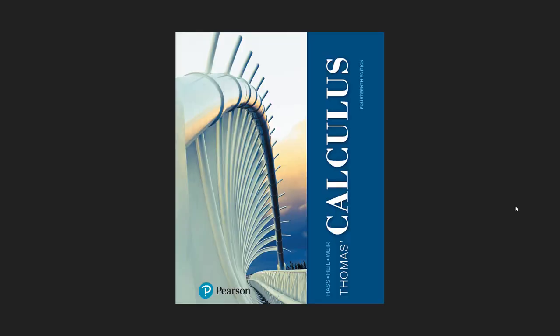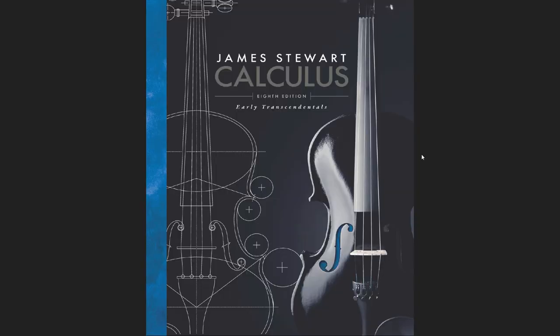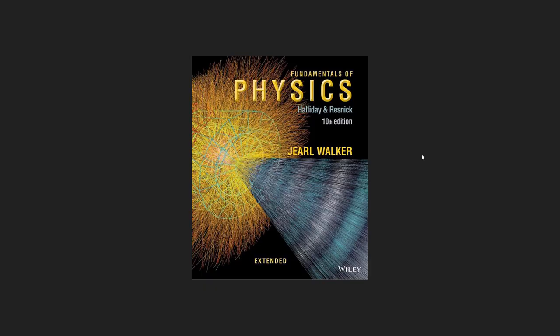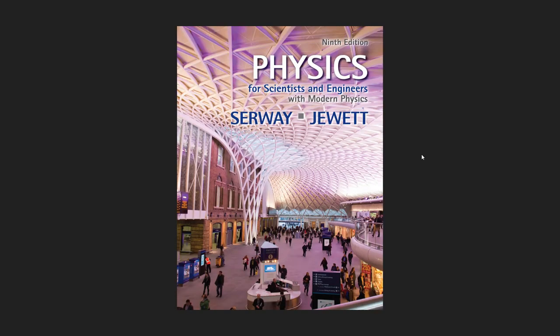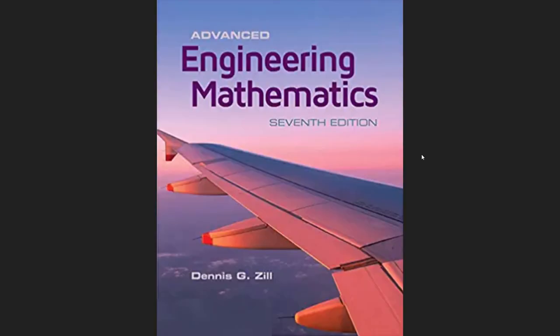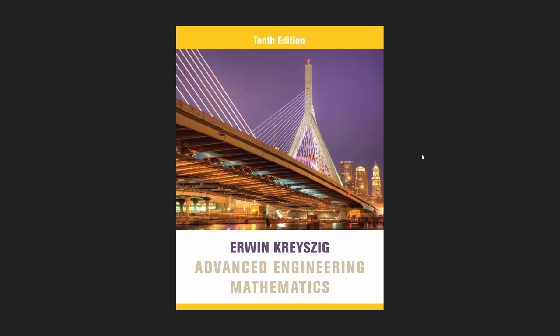I would cover undergraduate level or college level calculus, mainly using Thomas' Calculus 14th edition, but I will use James Stewart's Calculus as well. I will also cover physics: Fundamentals of Physics by Halliday and Resnick, 10th edition, and also Physics for Scientists and Engineers with Modern Physics. I will also cover engineering mathematics using Dennis G. Zill, 7th edition. I also use Erwin Kreyszig, Advanced Engineering Mathematics, 10th edition.